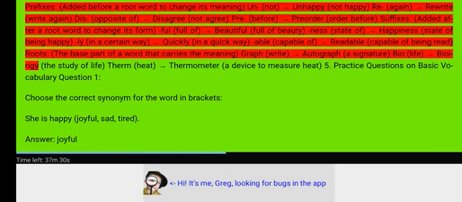Prefixes are added before a root word to change its meaning. Un means not: unhappy, not happy. Re means again: rewrite, write again. Dis means opposite of: disagree, not agree. Pre means before: preorder, order before.